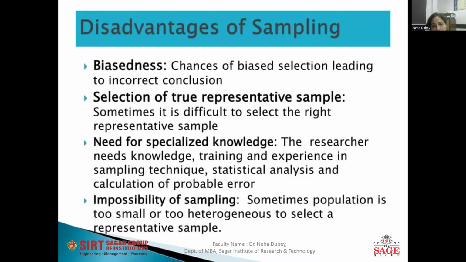The selection of a true representative sample: sometimes it is difficult to select the right representative of the sample. Need for specialized knowledge: the researcher needs knowledge, training, and experience in sampling techniques. Statistical analysis and calculation of the probable error should always be present. Impossibility of sampling: sometimes the population is too small or too heterogeneous to select a representative sample. Means if I want to find out a certain percentage on a certain basis, I need to calculate, and the homogeneous feature should be there while I am selecting the sample.